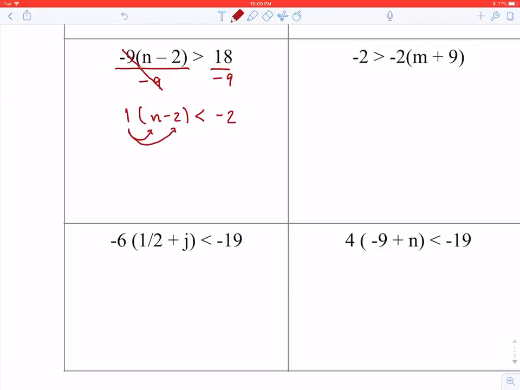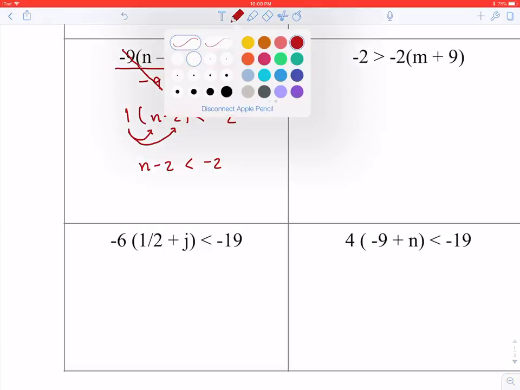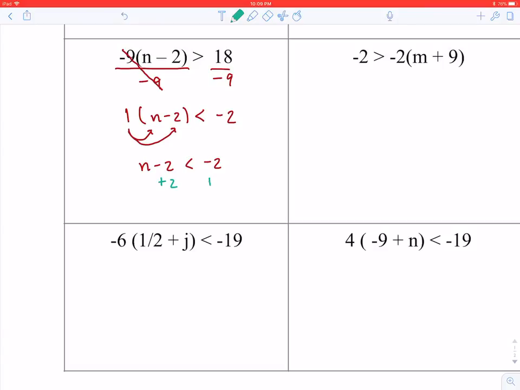And then if we distribute this 1 here that we got from dividing the -9s, that's still just going to be n minus 2. So as you can see, what happened here is that we got rid of that number outside of the parentheses, and that becomes really useful whenever we're doing fractions or decimals. Being able to get rid of it first rather than having to distribute it makes it a lot simpler. And then now to get the n by itself, I would add 2 to both sides, which is going to leave me that n is less than 0.